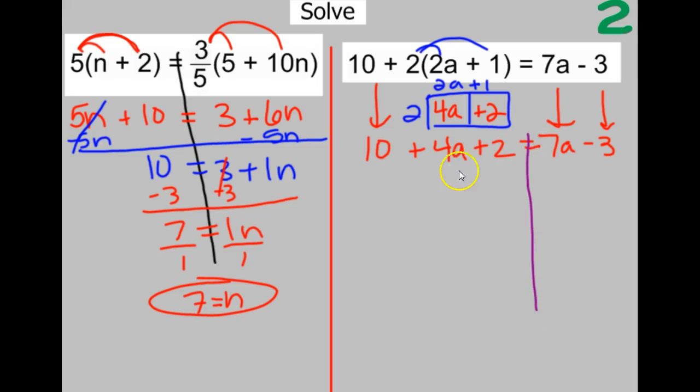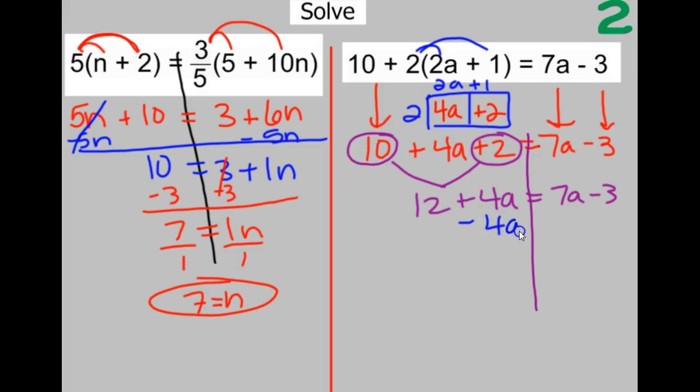Now we need all the letters on the same side, but before we do that, we can combine our like terms here. 10 plus 2 is 12, so we really have 12 plus 4a. Now let's get all of our letters on the same side. This one's smaller, so I'm going to move that. The opposite of positive would be subtract. So we have 12. 7a minus 4a is going to give us 3a. And there's a negative 3 there.